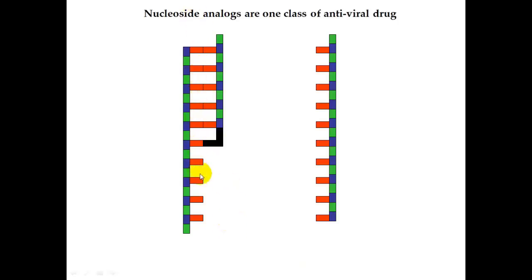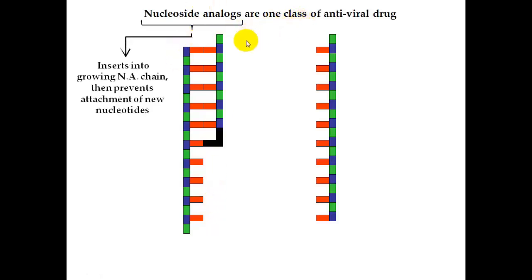And so because this DNA cannot be fully made, it ends up being degraded. The virus can't make any DNA, which means that the virus can't make any more new viruses, and that's what basically stops the infection. So let's say this: nucleoside analogs, again, are one class of antiviral drug. Basically, the way that they work is by becoming inserted into a growing viral nucleic acid chain that then prevents the attachment of new nucleotides so that a complete DNA molecule cannot be produced. So what we'll do next is take a closer look at how one example of a nucleoside analog works.